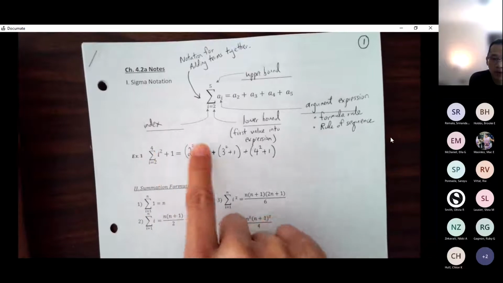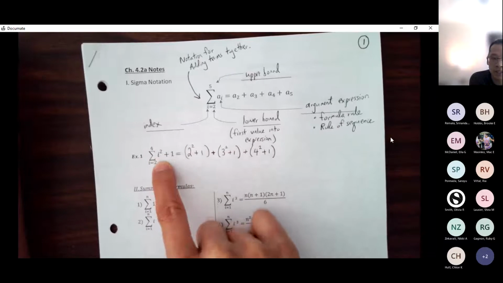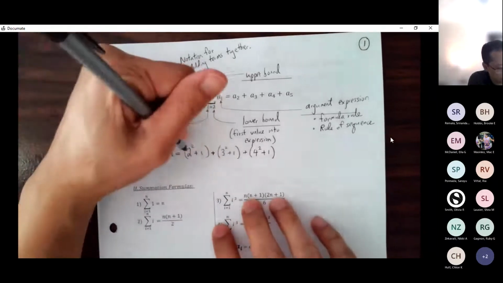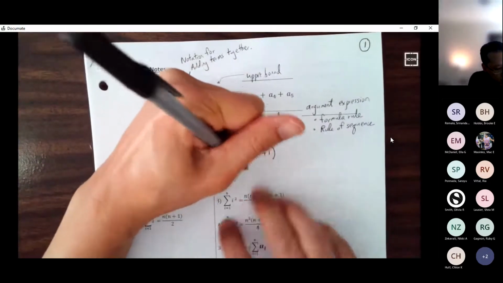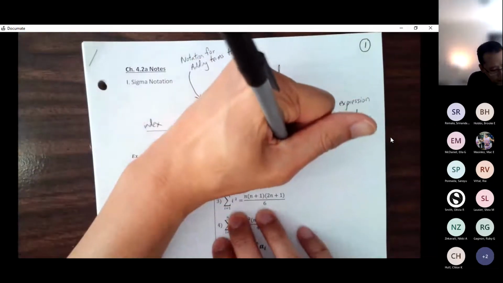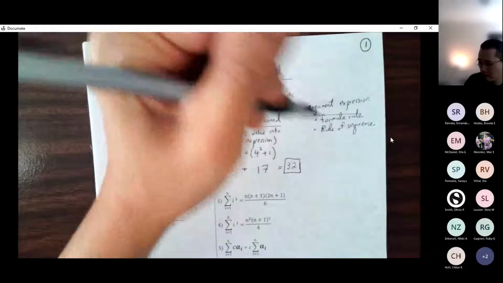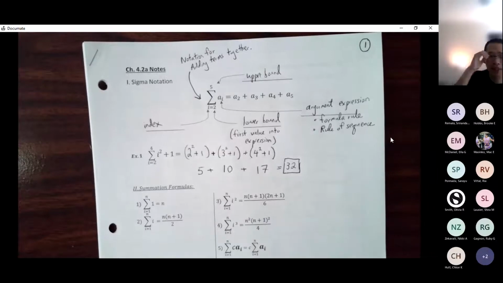Again, the 4 doesn't mean that there are 4 terms. 4 means that that is the last value that gets inserted into i. Now we're just going to be adding these terms together here. 4 plus 1 is 5. 9 plus 1 is 10. 16 plus 1 is 17. So we get 32. Okay, any questions here?